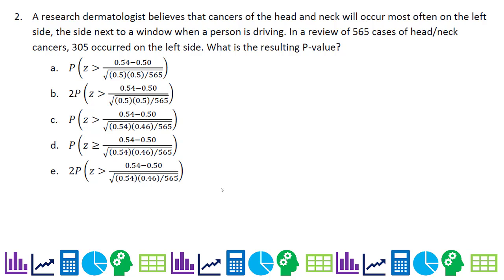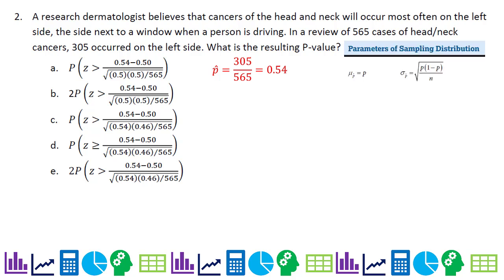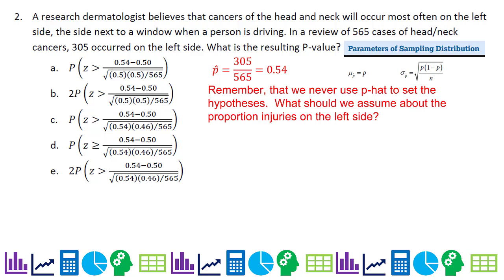So first of all, we've got a lot of p's going on here in stats, right? First of all, I'm going to get p hat, which is the value from my sample. So that's p hat. We had 305 out of 565, or basically 0.54 as a proportion. Now, I need to calculate a probability. So a p-value is the probability of getting this, assuming our initial model is true. So we're going to need a p, not a p hat, okay? So remember, we never use p hat to set the hypotheses.